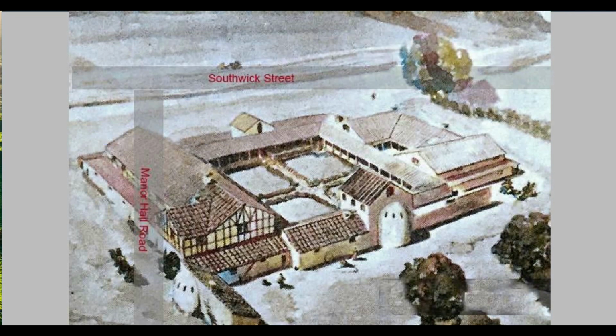Southwick Street and Manor Hall Road have been added for location reference. The villa is not aligned to the modern Southwick Street, which runs roughly north-south. The orientation does align with Roman Crescent, but it's impossible to say if that was intentional.